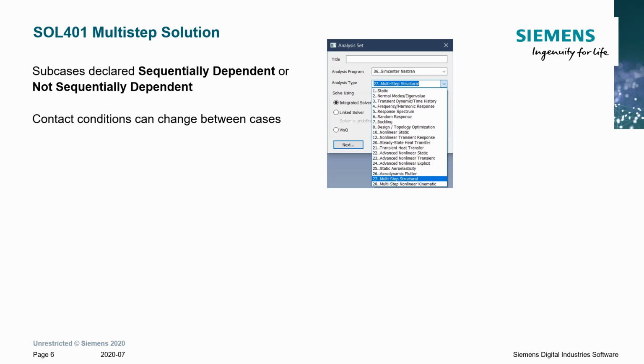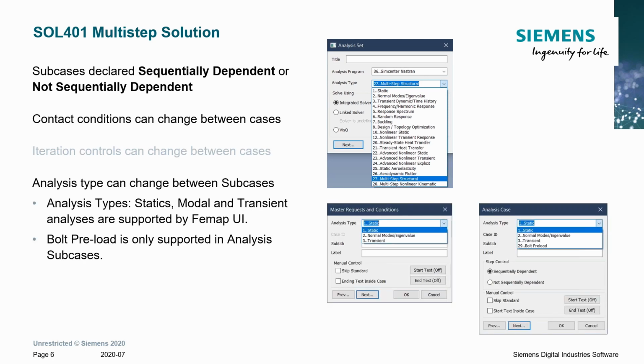The other thing that's very powerful about 401 is that you can change contact conditions between cases. So you can add contact or remove contact. Also, you can change the iteration control between subcases, and then the analysis type. So for 401, for the master, you could do statics, modal and transient dynamics. And then for subcases, you do the bolt preload.